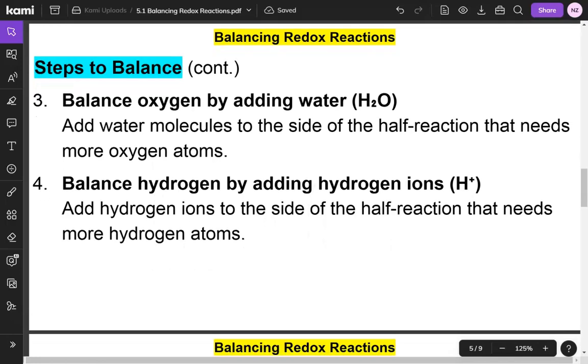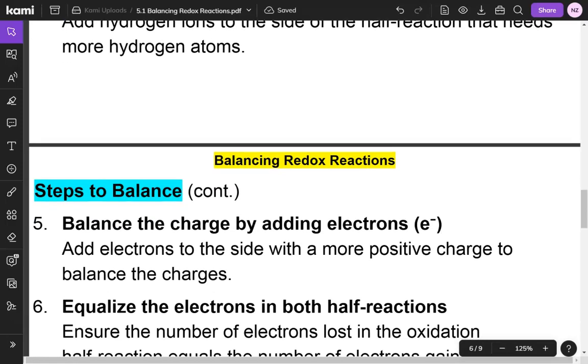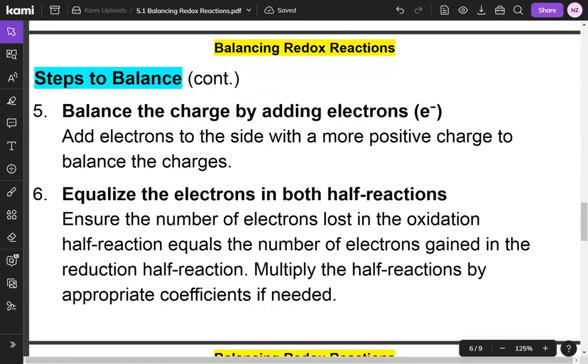Okay, now we're going to balance oxygen by adding water. And when we do one of our examples, you'll see what this means. And then we will balance hydrogen by adding hydrogen ions. So adding our hydrogen ions is pretty specific to our acidic solutions. So when we get into acids and bases in a later unit, you'll see what an acid does. And this will make a little bit more sense then.